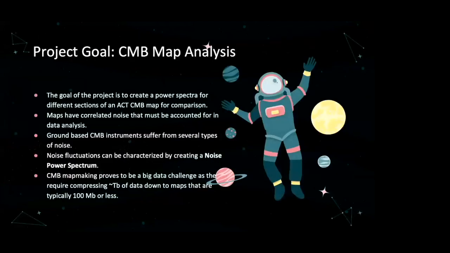So the goal of our project was to characterize noise in different patches of the sky, or different patches of the CMB map. We have correlated noise that we have to account for. We have point sources, we have sky noise, we have instrumental noise. So you really have to take this noise into account, so you can have more accurate data for spectra and different things.